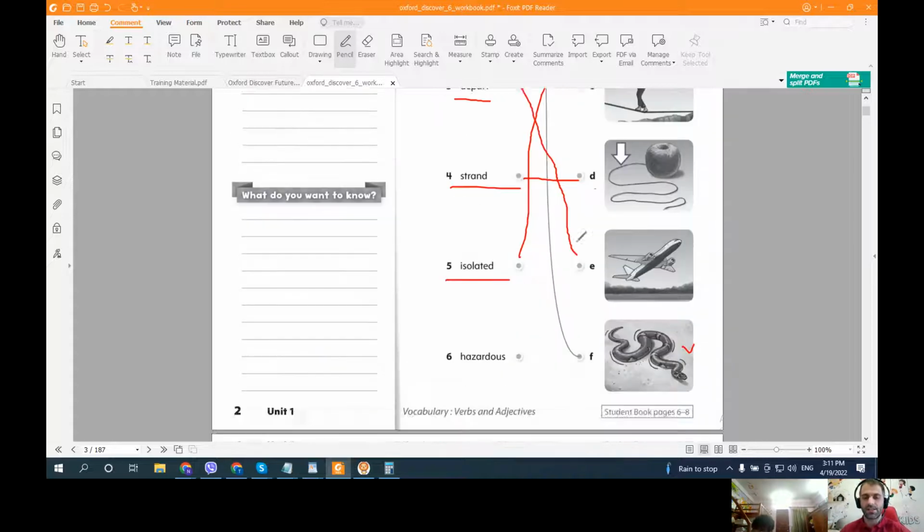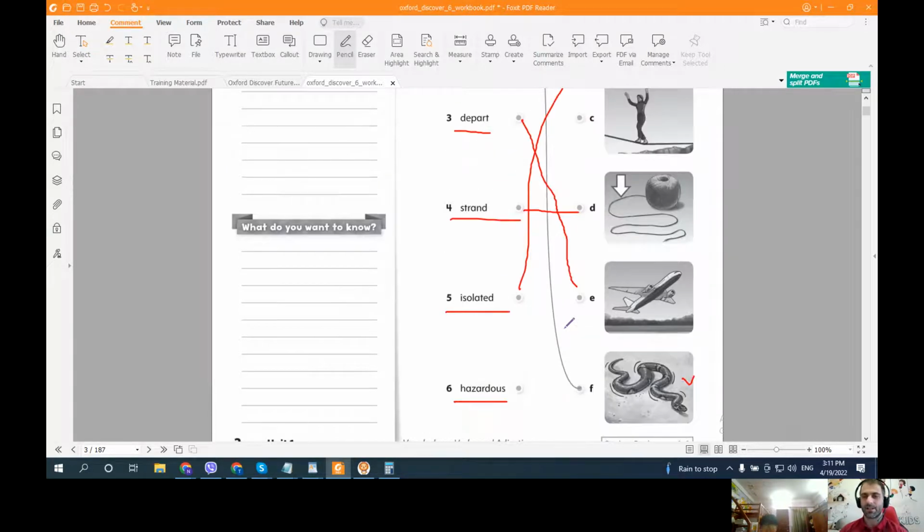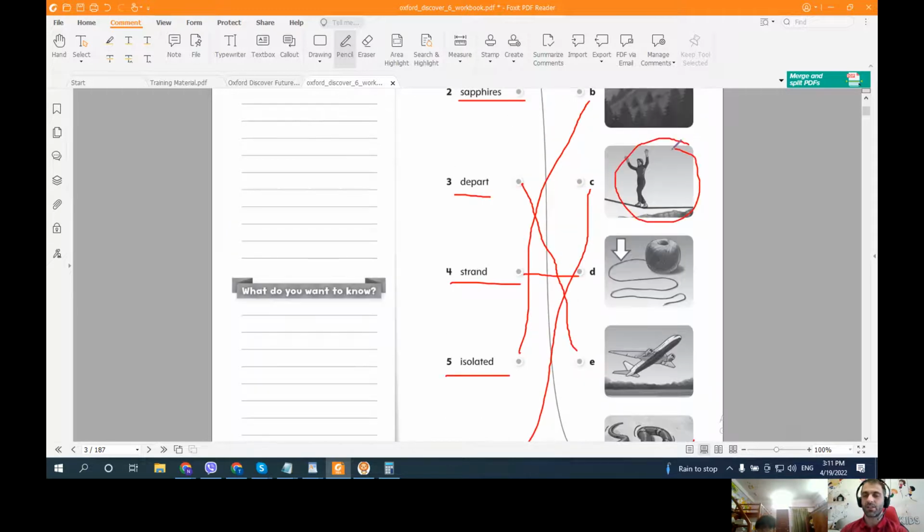Okay, so this is isolated, and we have here number 6. What is number 6? Can you please read number 6? Hazardous. Okay, what is hazardous? That means something that is really dangerous. So what is dangerous here in this picture? They are standing on a rope and trying to walk. Okay, we call this one of the sports.